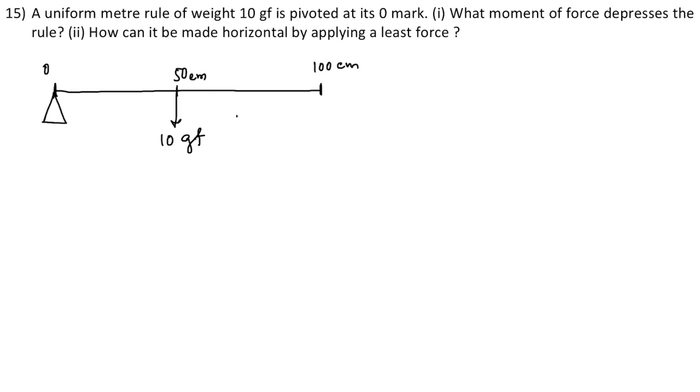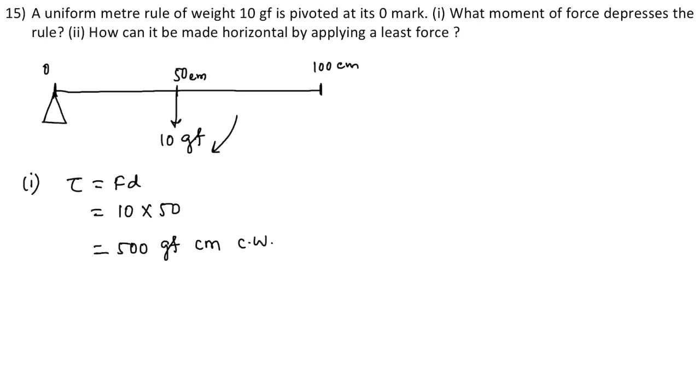So here the moment due to 10 gram force is clockwise. So torque is equal to F d. Force is 10 gram force. Distance of that from the pivot is 50. So 500 gram force centimeter clockwise is the answer. How can it be made horizontal by applying the least force?